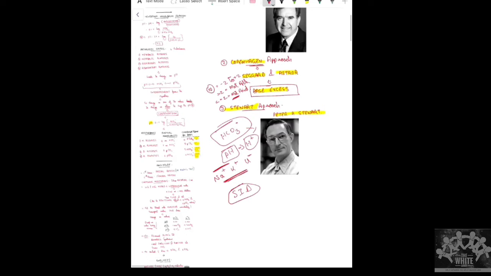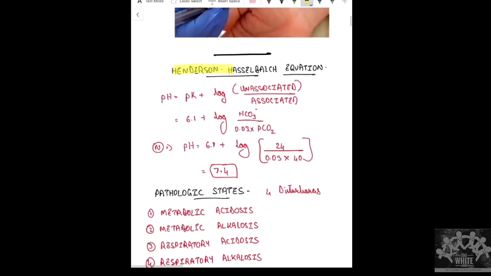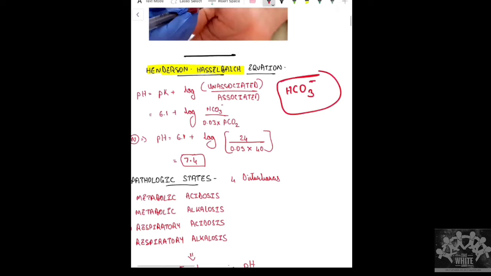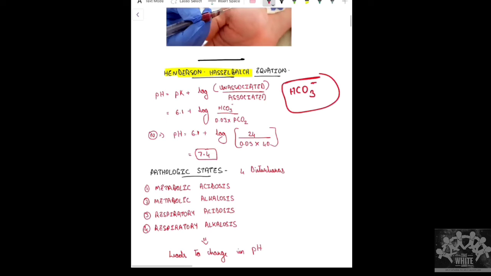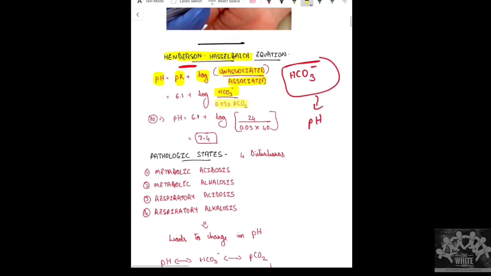So this is mainly based on the Henderson-Hasselbalch equation, which takes HCO3 minus as the central value leading to change in pH. What is this equation? pH equals pK, the dissociation constant characteristic for every buffer system, which we read yesterday, plus log of the undissociated form over the associated form. So log of HCO3 minus divided by 0.03 into PCO2. The 0.03 times PCO2 is the dissolved CO2, the associated form with HCO3 minus. By Henry's law, we get this equation.